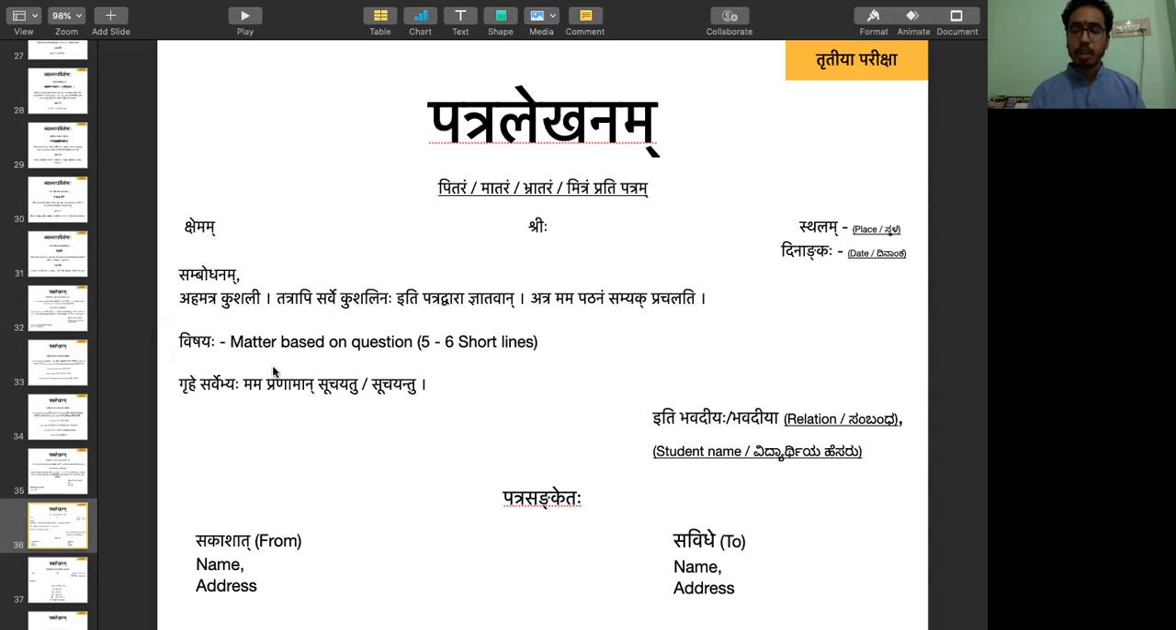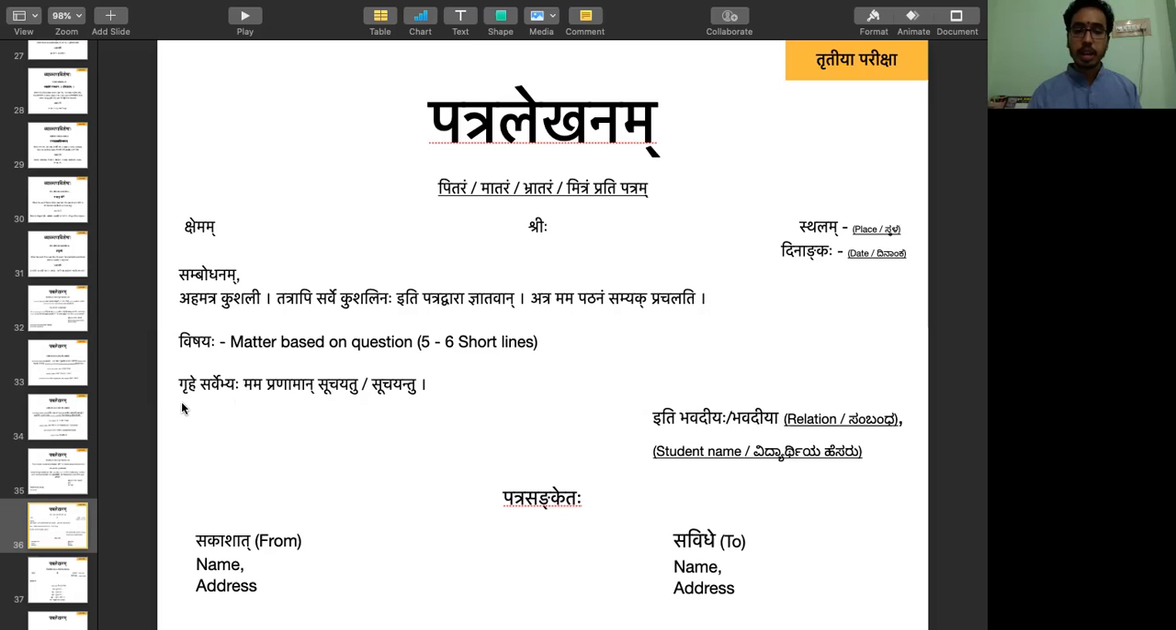Now comes the Vishaya. Vishaya is something you can never prepare for, because the topic for the letter can change drastically. One, they can ask you Shala Varshikotsavasya Vishaye likatu, then Dhanam Yachayitva Patram likatu for Pravasa, or tell how your exams went. So many questions can come. Just try to write 5 to 6 short lines. If you can write better, go to 7 to 8 lines.